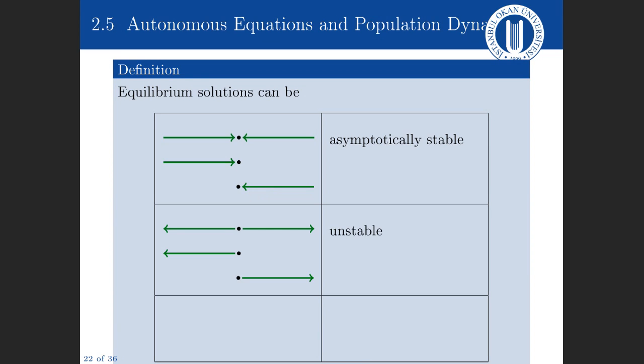If all of the green arrows are moving away, then the equilibrium solution must be unstable. And if we have a mixture of arrows going towards or going away, we say that the equilibrium solution is semi-stable.